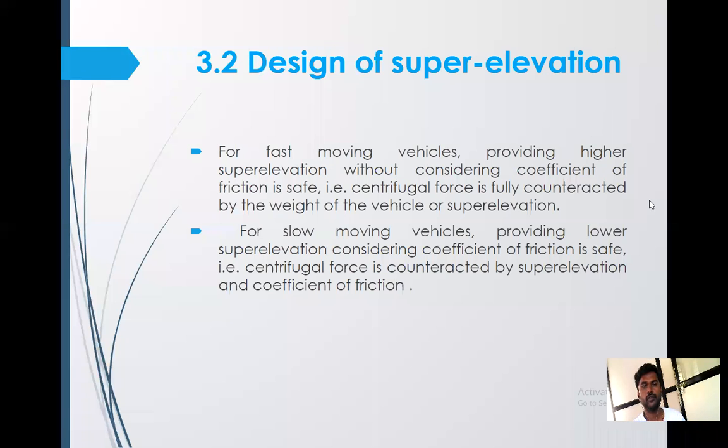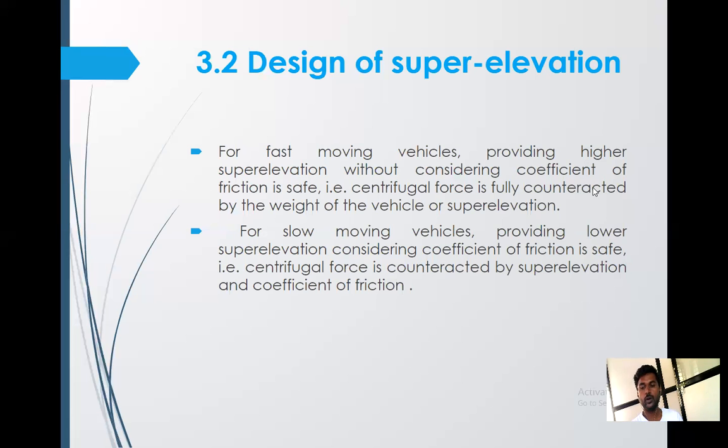For designing the super elevation for a fast moving vehicle, providing the higher super elevation without considering the coefficient of friction is safe. That is, the centrifugal force is fully counteracted by the weight component due to the super elevation. Whenever we are designing the super elevation for the fast moving vehicle, we have to consider the coefficient of friction equal to 0. Okay, means what? The total centrifugal force is counteracted by the weight of the vehicle.